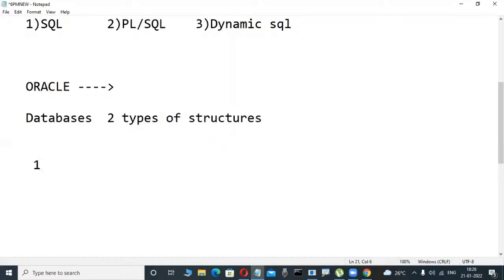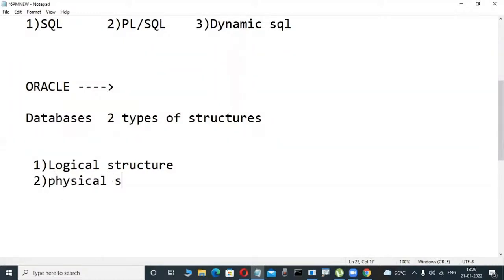Suppose you are taking Oracle, SQL Server, MySQL, DB2, any relational database software that you install in your system, two types of structures are there. One is logical structure. Database means it is a place where we can store structure. Here one is logical structure. Another one is physical structure.